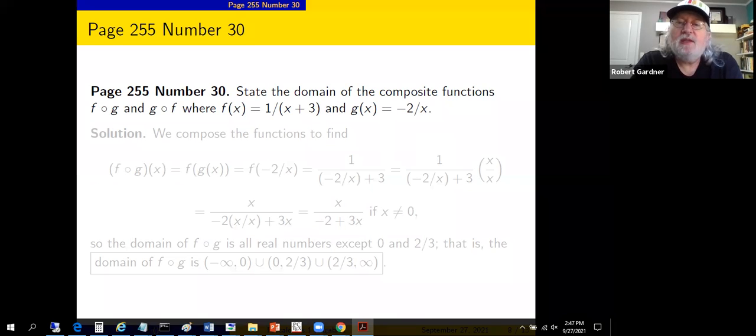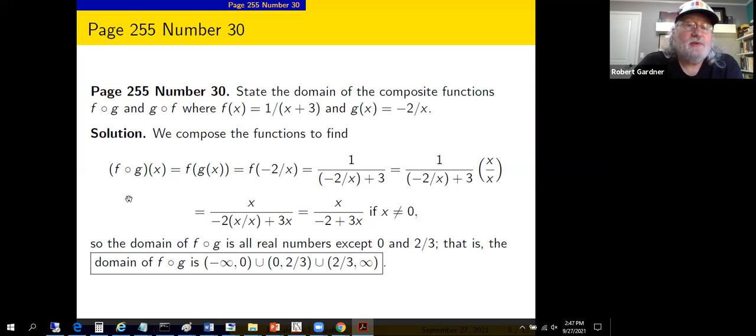Number 30, state the domain of the composite functions, f composed with g and g composed with f, where f of x is 1 divided by x plus 3, and g of x is -2 divided by x. Okay. These are a little trickier. We're going to do some simplifying, and when we simplify, we'll have to be very careful.